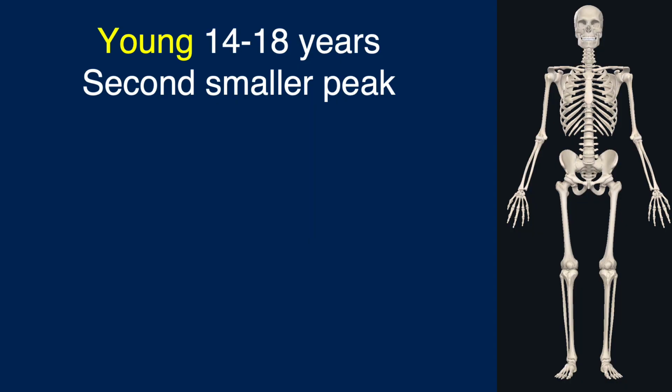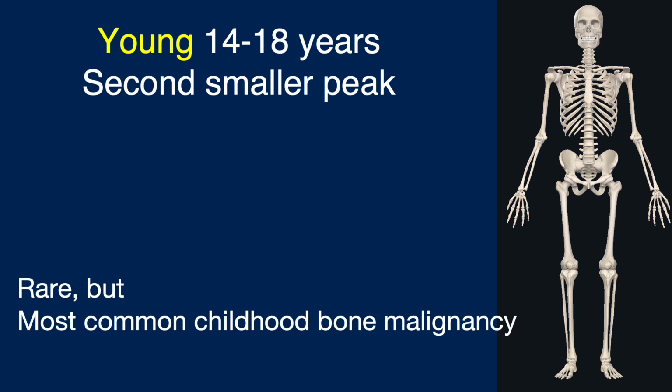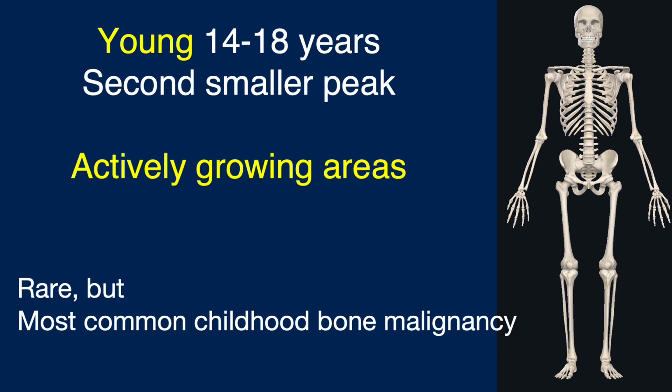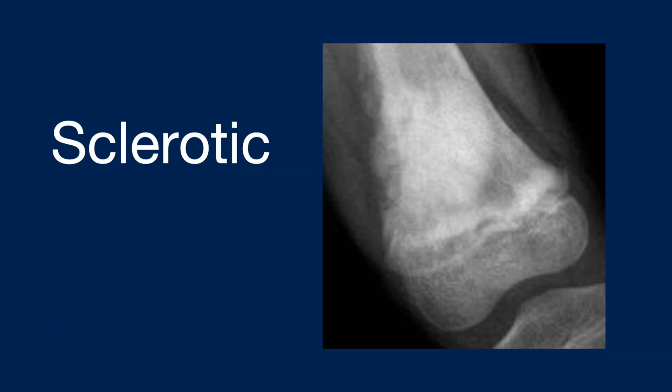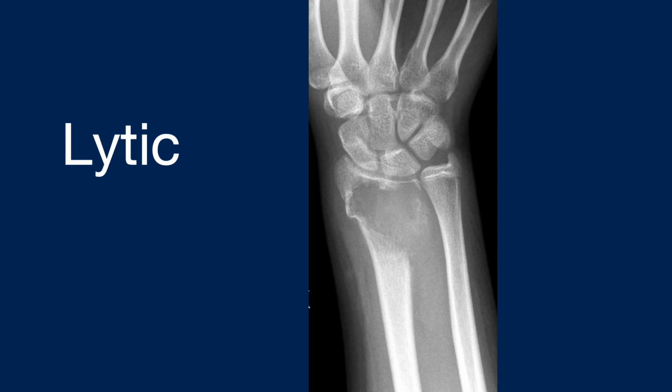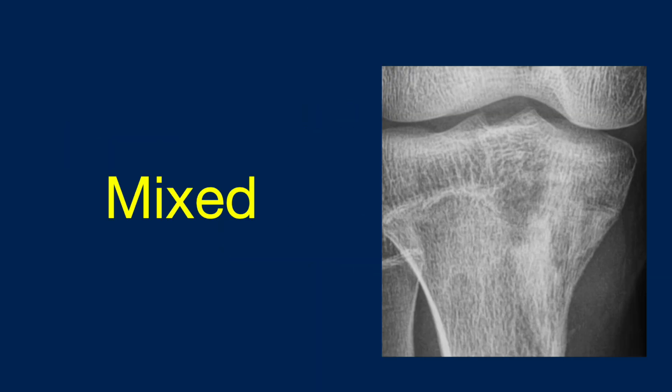Osteosarcomas occur in younger individuals, although there is a second, smaller peak. While they're overall rare, they're the most common childhood bone malignancy. Where do they occur? Actively growing areas. They can appear sclerotic. They can appear lytic. But usually, they are a mixed appearing lesion.